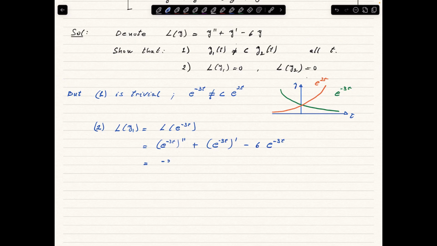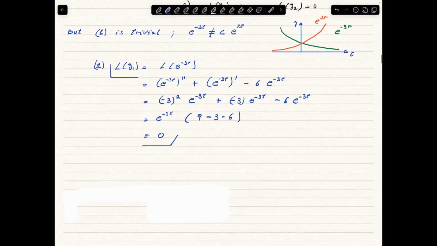The two derivatives here give negative 3 squared exponential negative 3t. Here is negative 3 exponential negative 3t, and then minus 6 exponential negative 3t. So we pull the common factor exponential negative 3t, and we have 9 minus 3 minus 6, so 0. So yes, this is a solution of the equation, and then you can do the same calculation and find out that if you put exponential 2t, it's also true.